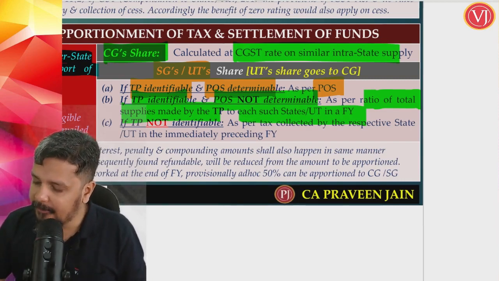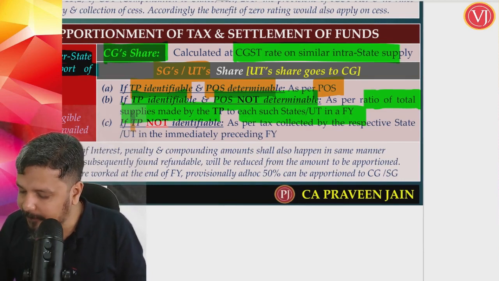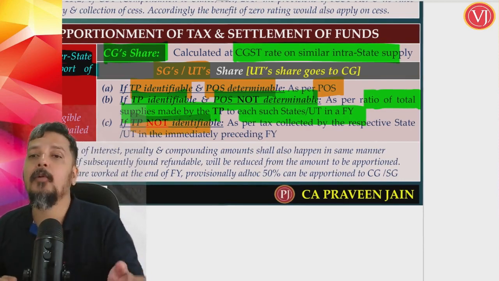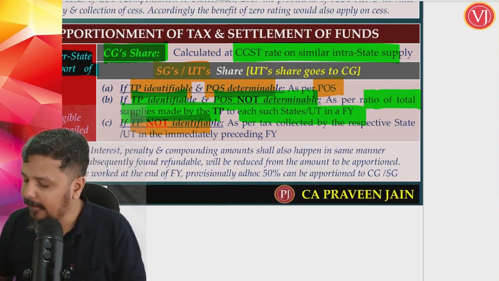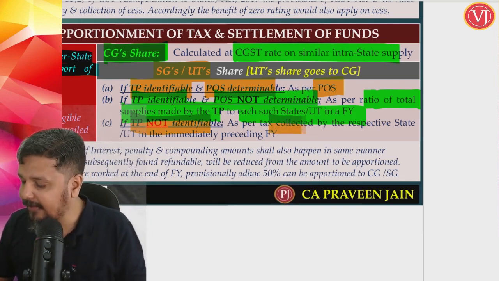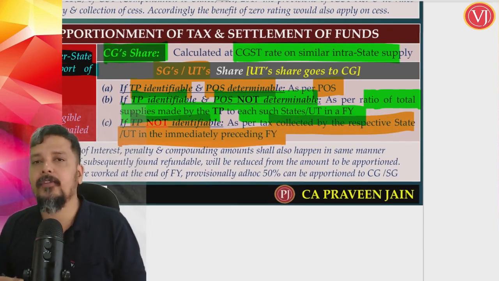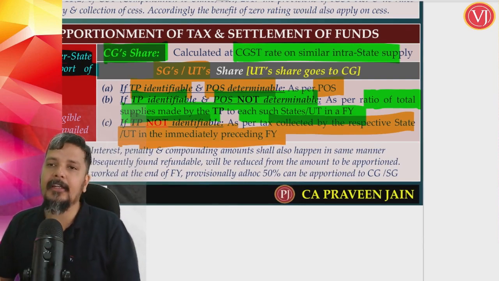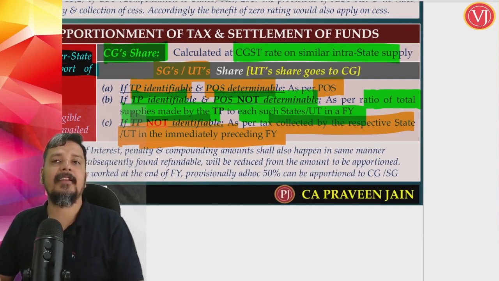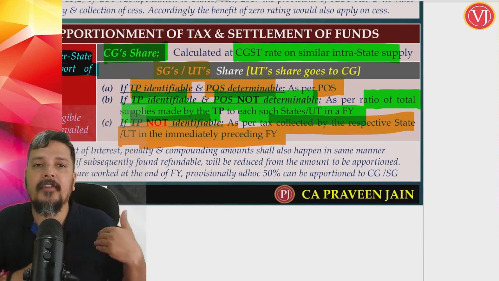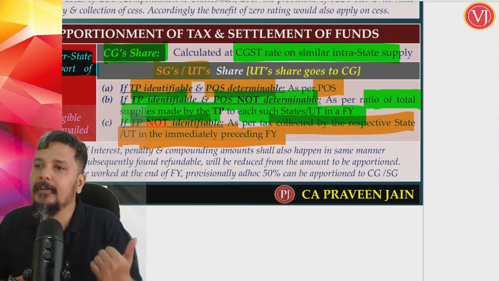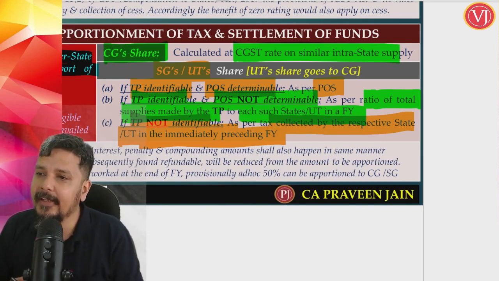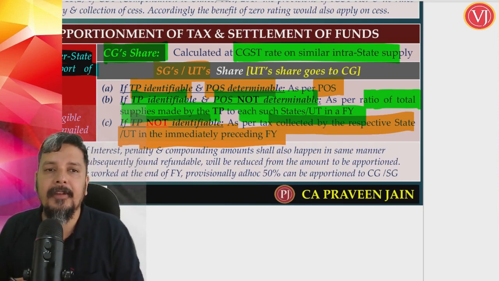Now, the last and final possible scenario. If the taxable person is not identifiable, forget about place of supply. If you cannot even find out the taxable person, there is no question of finding out the place of supply. Then such excess amount of tax will be given to all the states and union territories based on the ratio of the immediately preceding financial year, based on their revenue collection in the preceding financial year.